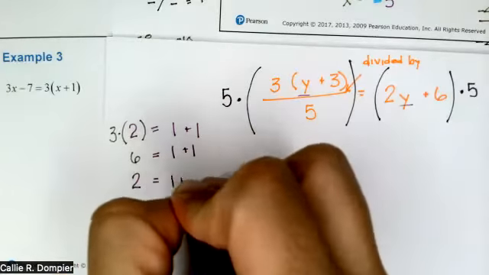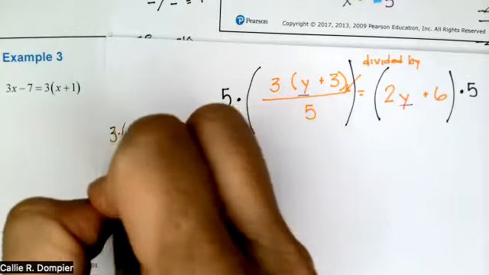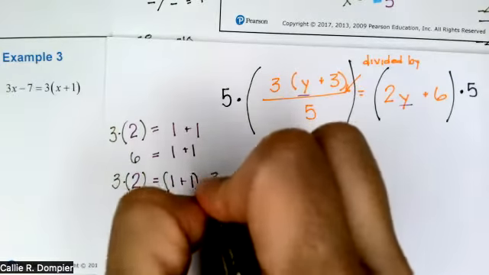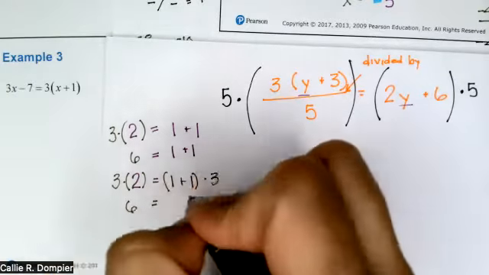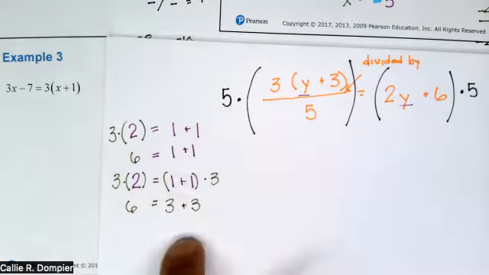However, if I do this to both sides, then I have 6 is 1 times 3 is 3, 1 times 3 is 3. Or 1 plus 1 is 2, 2 times 3 is 6, right? But it maintains the equality. Good.